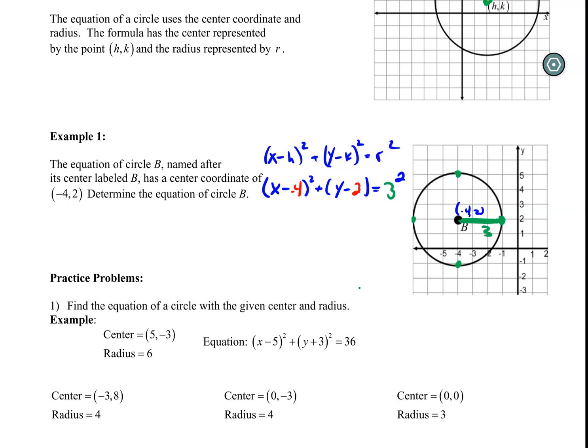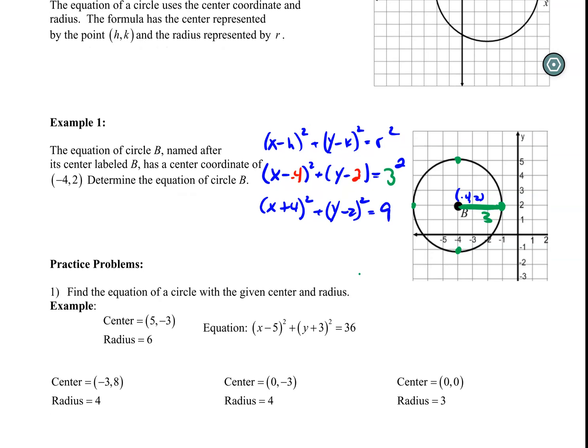Main thing here is minus a negative, right? That becomes plus. So this becomes x plus 4 squared plus y minus 2 squared, all equals, and then I square the 3, and that gives me 9. So this is the equation of our circle in center radius form, and that's how we are going to come up with the equations utilizing the center and the radius.